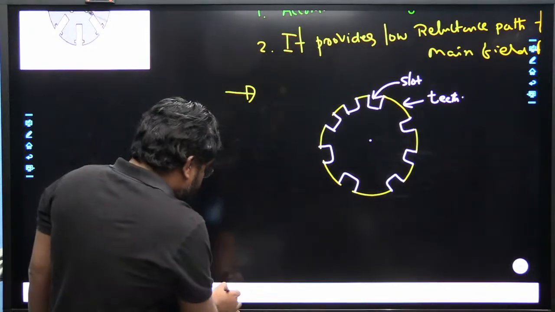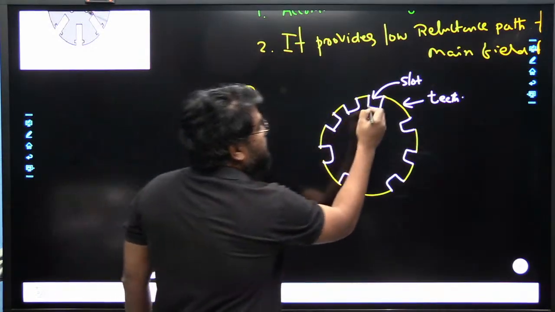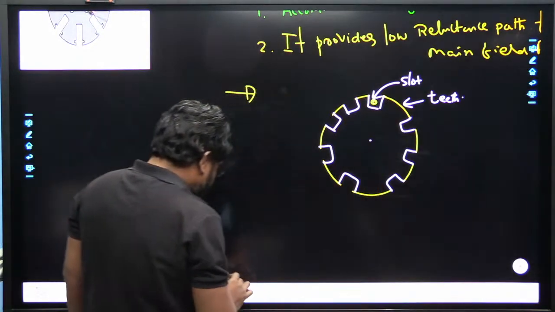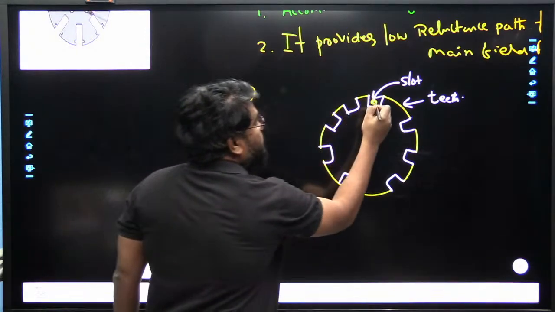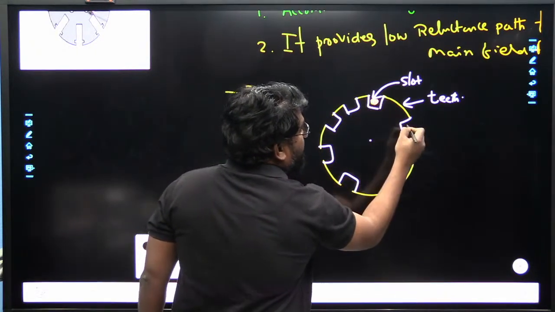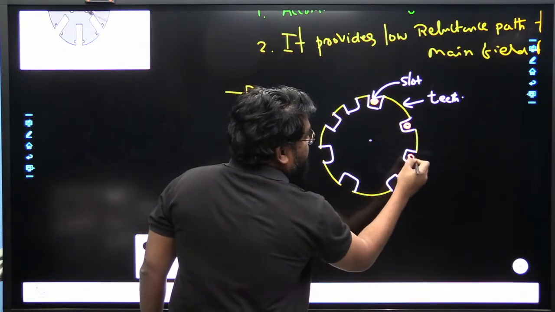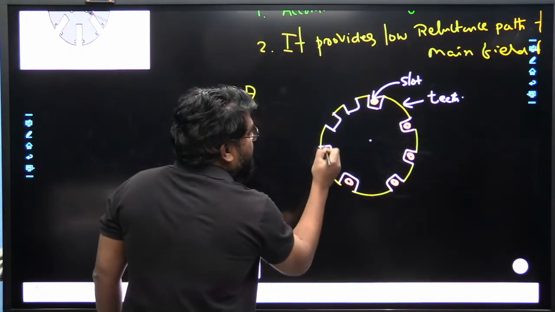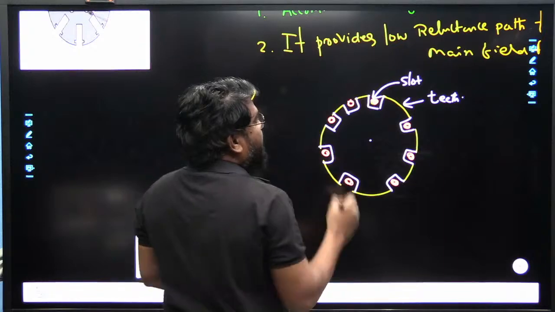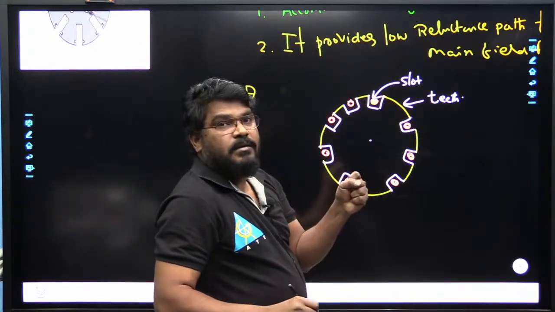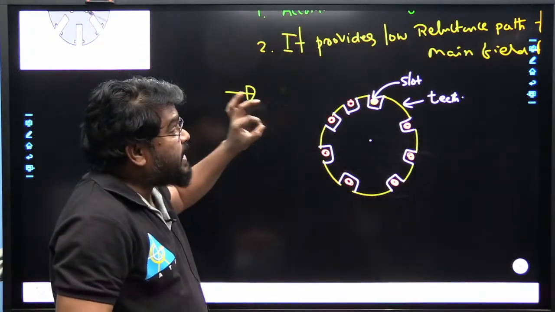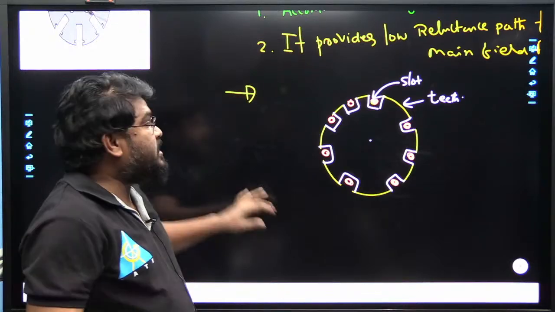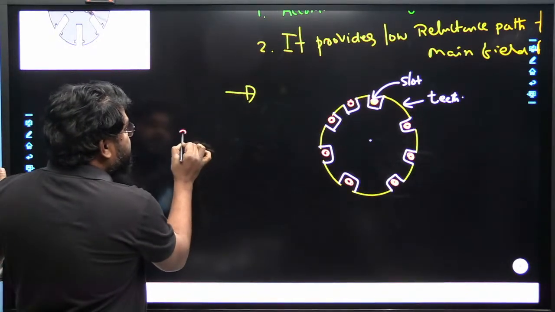So windings are placed in the slot. Suppose here the windings are placed in the slot, like so. Armature winding conductors are placed in the slot, like this. This is the slot and the teeth. So now the question is, which type of slots are prepared? Actually, we have 3 types of slots.